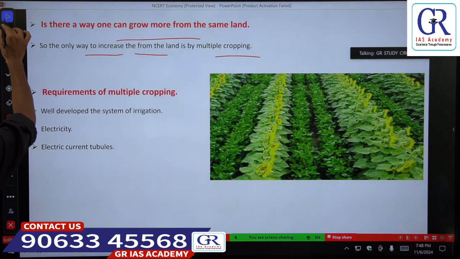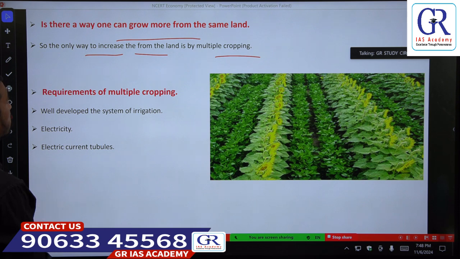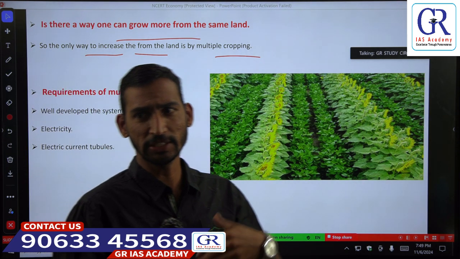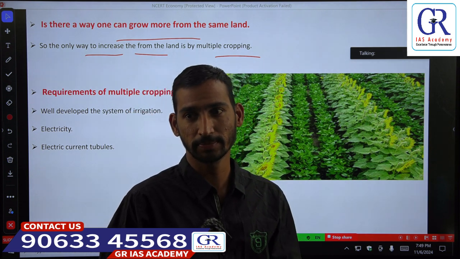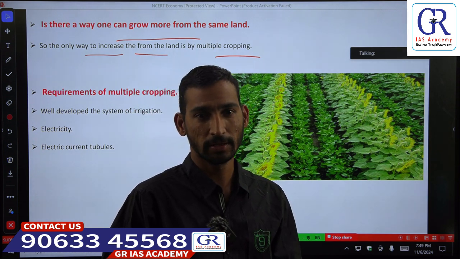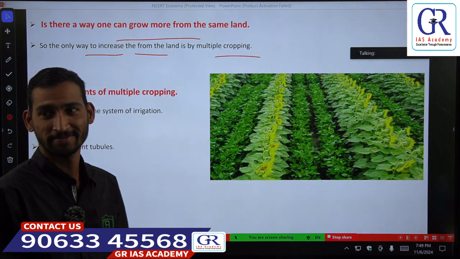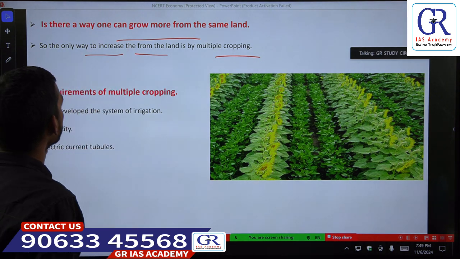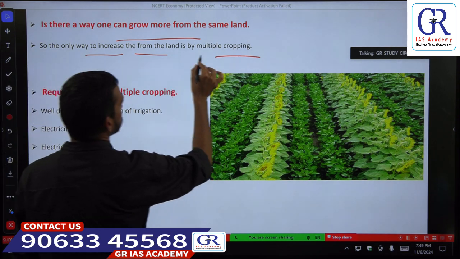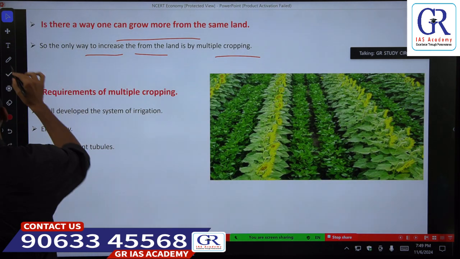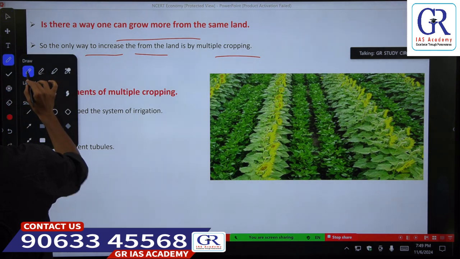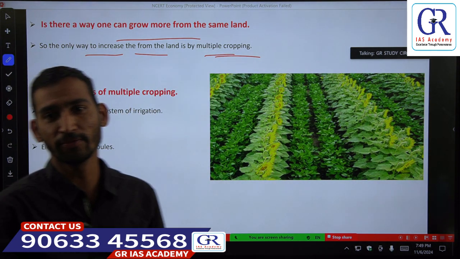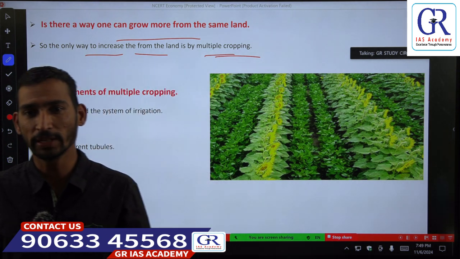Can anyone answer? With the same land, can we produce more, can we generate more income? Here there is an option, that is multiple cropping. With the help of multiple cropping, we can generate more income.